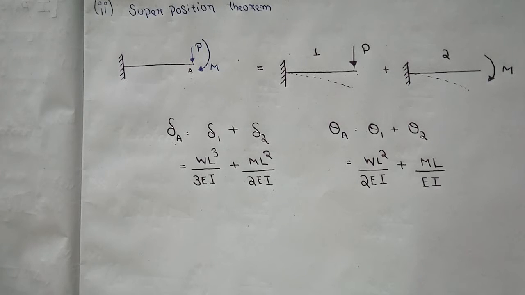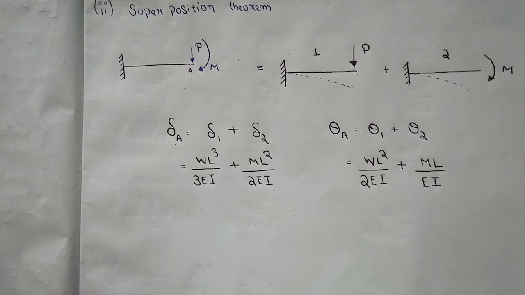In the last video we have already discussed all the direct formulas of the slope and deflection chapter. In this video we are going to see method 2, that is the superposition theorem. It is a very simple method, or I will say it is not a method, it is simply splitting a single beam into two kinds of beam.